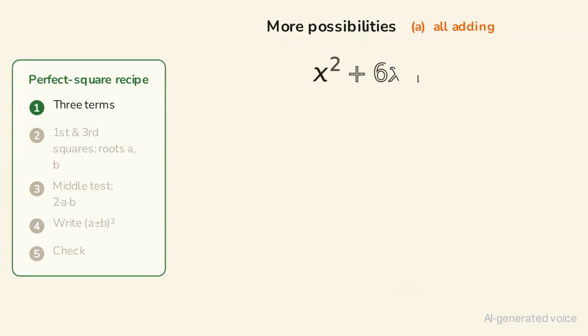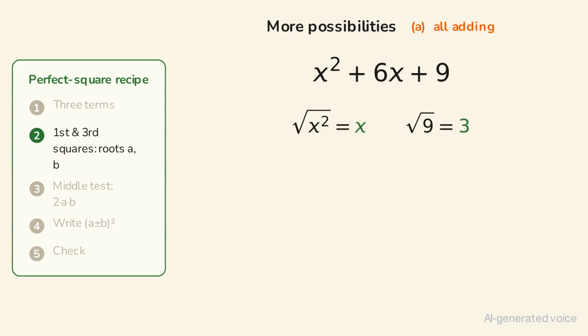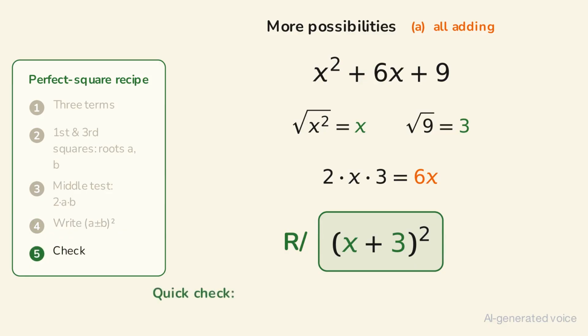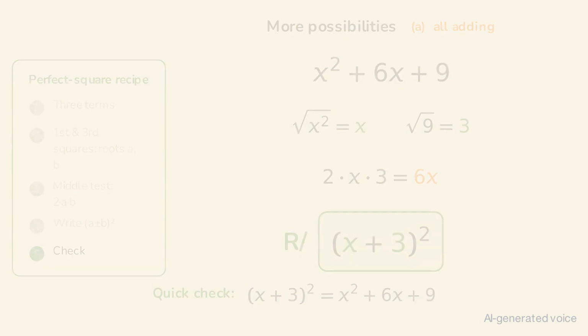Now let's see other possibilities, a bit more briskly. The first, quite simple, x squared plus 6x plus 9. The root of x squared is x, and the root of 9 is 3. The middle test, 2 times x times 3 gives 6x, exactly the middle term. Since everything is adding, the binomial takes a plus, x plus 3 squared. Quick check, x plus 3 squared gives us back x squared plus 6x plus 9.